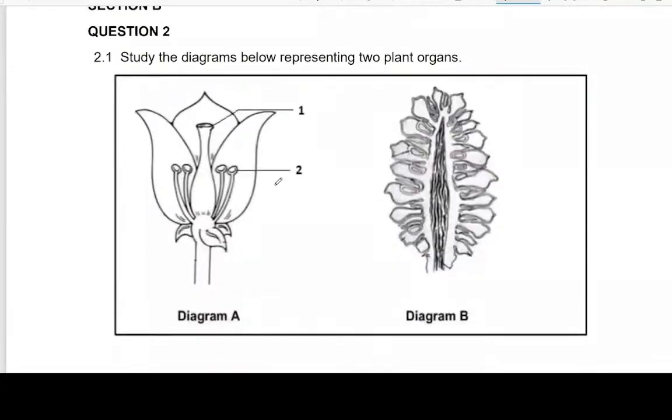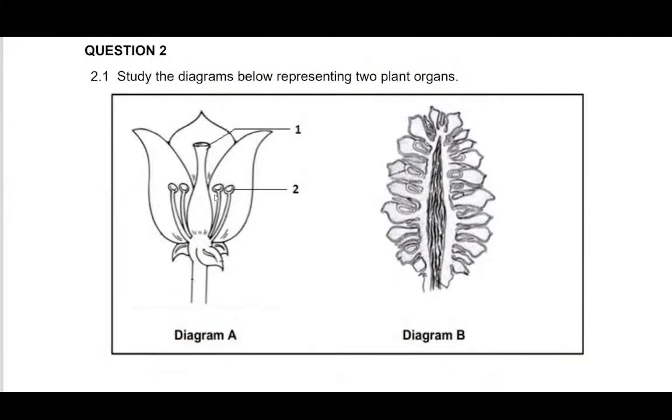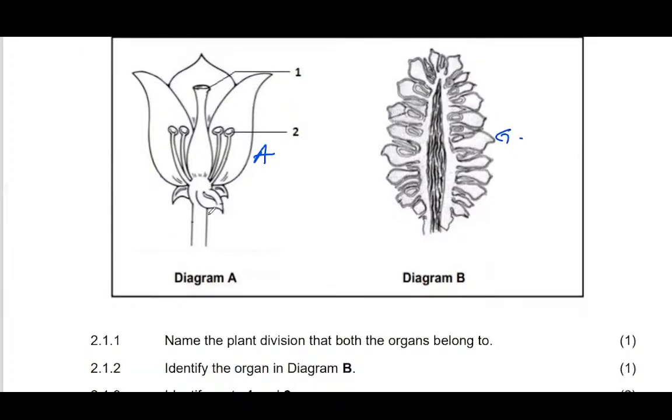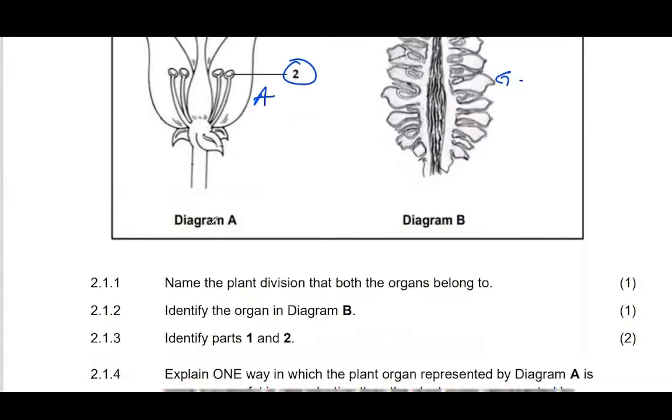Then when you go to section B, here you are seeing one plant here and another plant there. So here is the angiosperm. A is angiosperm. And then B is a cone, which is a gymnosperm. If you look at it, one is the stigma, and then two is the anther. So let's go to the questions and we see.